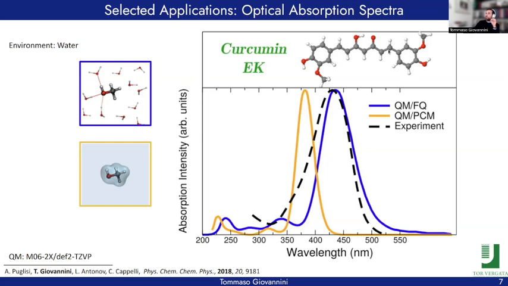Here it is curcumin, that is a food colorant, and here you see this optical absorption spectrum calculated at the time-dependent density functional theory level by means of the continuum approach, where you don't have any description of hydrogen bonding, or by using our polarizable QM/FQ model. And you can see that by comparing with the experiment, the QM/PCM is basically wrong by almost 100 nanometers, while QM/FQ has an almost perfect reproduction of the experimental band.